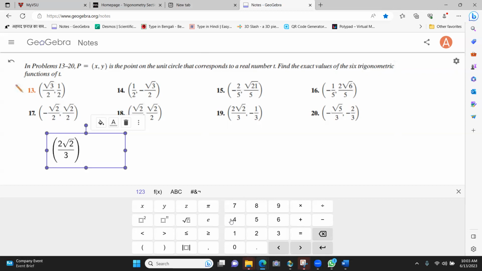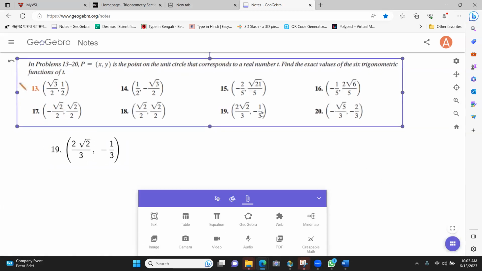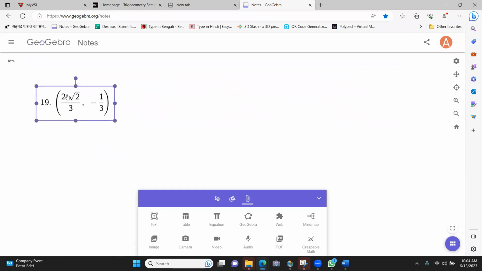So I'm just going to work on number 19, and you're going to see it's really an easy problem because it's one of the first ones we're doing. If you understood the definition, I don't think chapter 2.2 will be that difficult for you. All right, so I'm going to get rid of this because I need the room. The language is here. P is the point on the unit circle that corresponds to a real number t. Find the exact values of the 6 trig ratios. Okay. Now I'm going to leave this here.